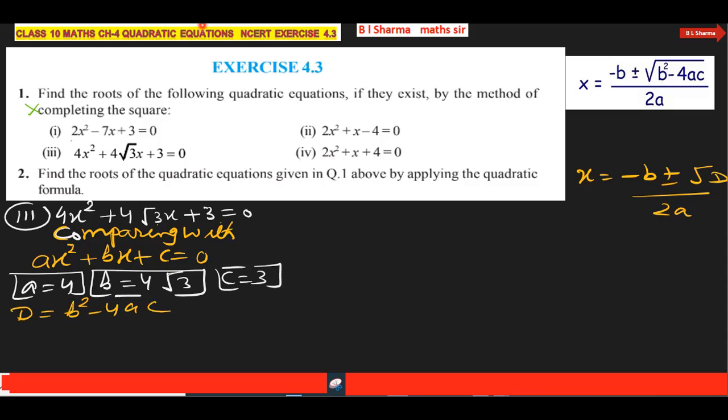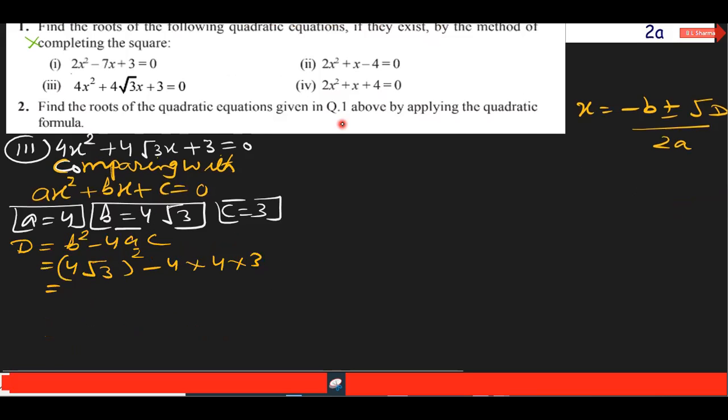b square minus 4ac, that is 4 root 3 whole square minus 4 into a into c, that is, देखिए स्क्वायर कैसे करते हैं. 4 square is 16, root 3 square is 3. So 16 into 3 minus 4 4 are 16 into 3, that is 48 minus 48, that is 0.